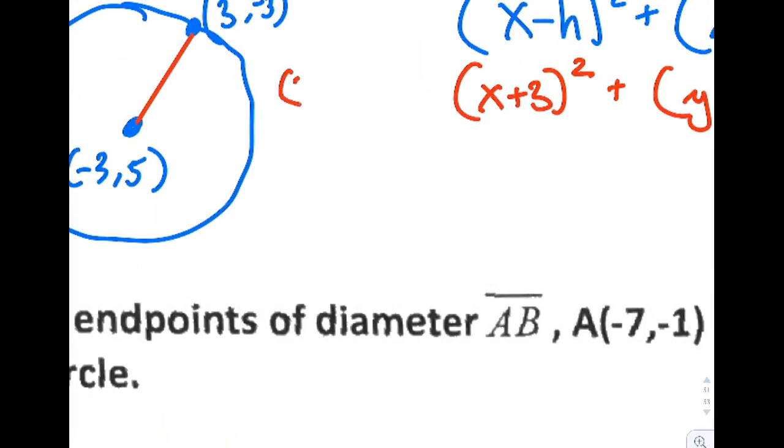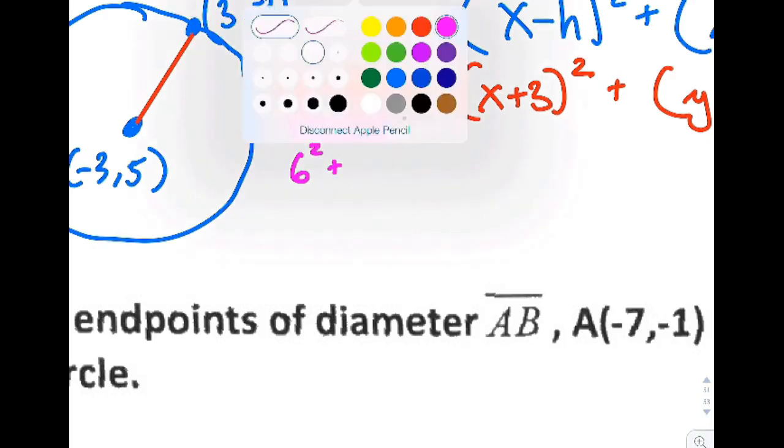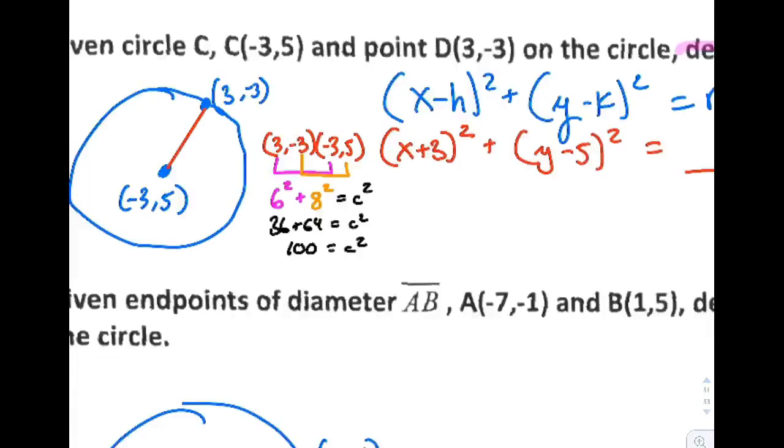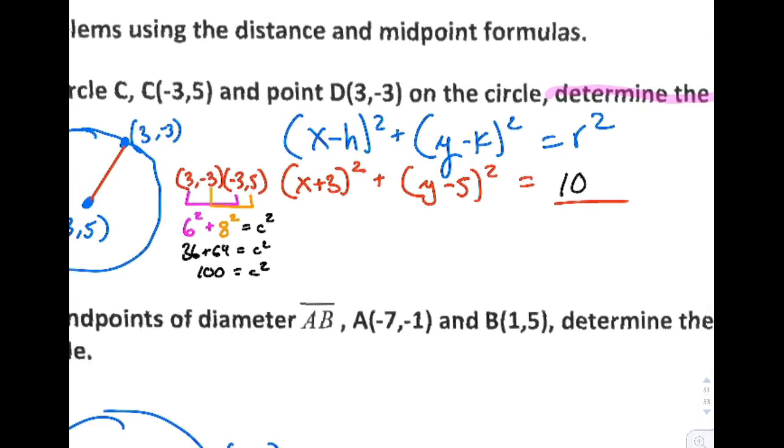So I'm going to jot down that point and that point. I'm going to find the distance between 3 and -3. That is a distance of 6. I'm going to find the distance between -3 and 5. That's a jump of 8. 36 and 64 are 100. So that's actually the number that goes at the end of the equation. The radius is in fact 10, but at the end of the equation is r squared, so that 100 stays there.